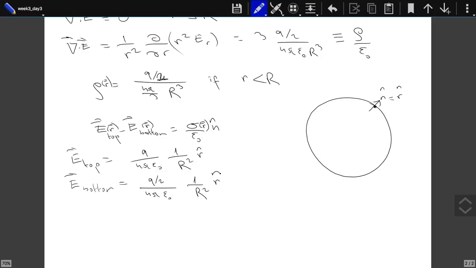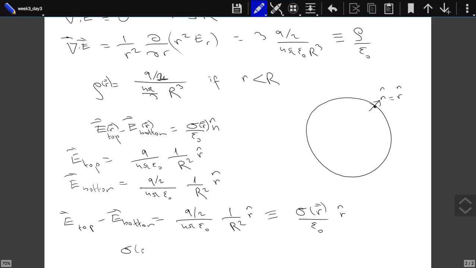Well, they're almost the same. The only difference being here I have a q, here I have a q over 2. That is the origin of the discontinuity in the electric field. Well, E top minus E bottom will be equal to q over 2 divided by 4 pi epsilon 0, 1 over r squared, r hat, which is supposed to be sigma at that point, the surface charge density at that point, divided by epsilon 0 in the r hat direction.